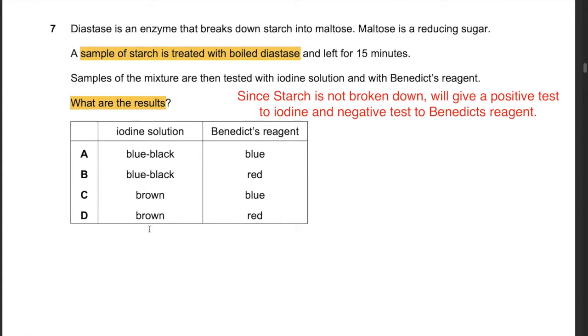Question 7. Diastase is an enzyme that breaks down starch into maltose. Maltose is a reducing sugar. A sample of starch is treated with boiled diastase and left for 15 minutes. Samples of the mixture are then tested with iodine solution and with Benedict's reagent.